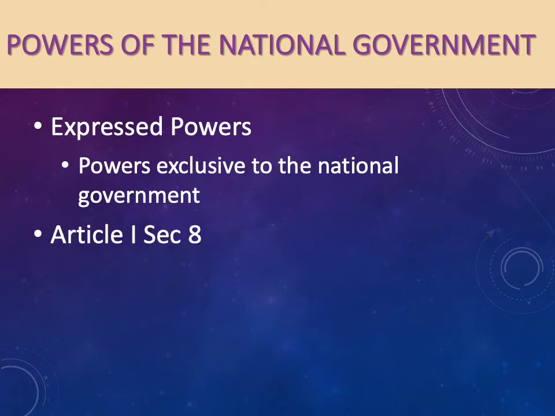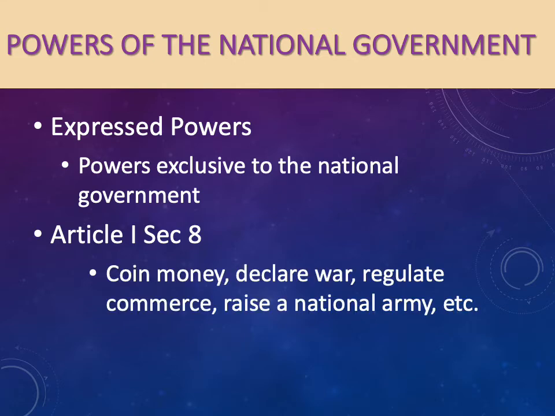Where we find these expressed powers is in Article 1, Section 8. And here are some examples of expressed powers. Only the national government can coin money, declare war, regulate commerce between the states and with other nations, raise a national army, etc. You will learn in your textbook that there are some powers written in Article 1, Section 8 that are deemed concurrent powers, such as the power to tax. But for the most part, these powers are exclusive to the national government.